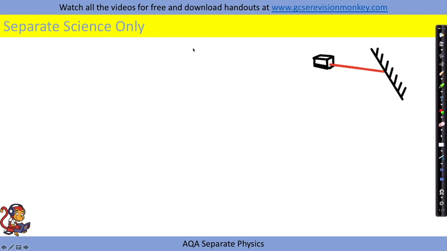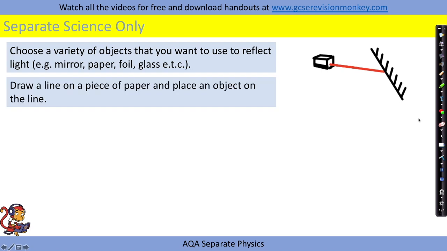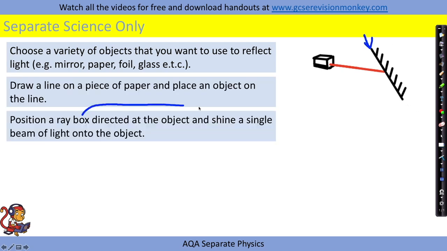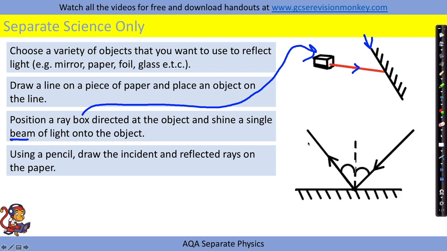So you may be asked to investigate how different surfaces reflect light. You would choose a variety of objects that you want to reflect the light, for example a mirror, paper, foil and glass. You draw a line on a piece of paper, like shown, and place the object on the line. So you'd position a ray box directed at the object and shine a single beam of light, like so, onto the object. Using a pencil, draw the incident, which is the ray going in, and the reflected rays on the paper. So you might have something that looks a little bit like this.